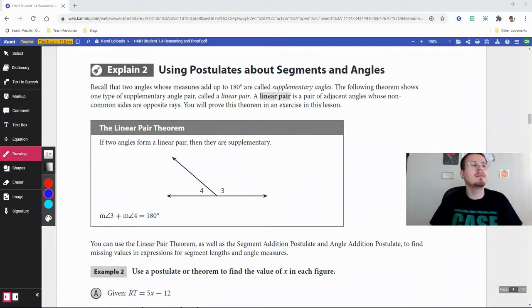Postulates. Postulates remind me of, like, I don't know, something to do with the heart or something.